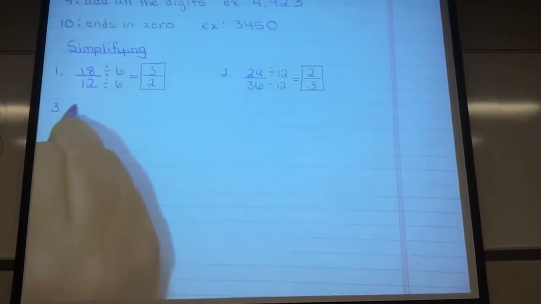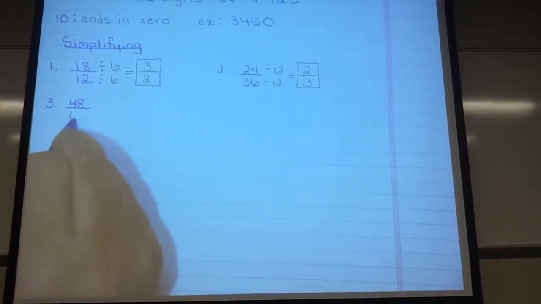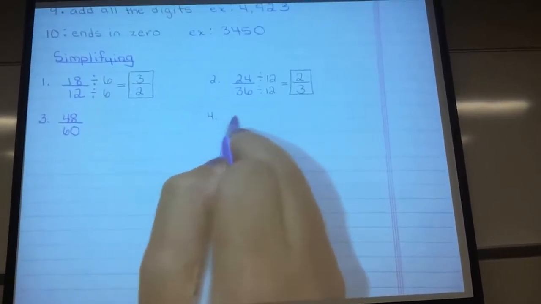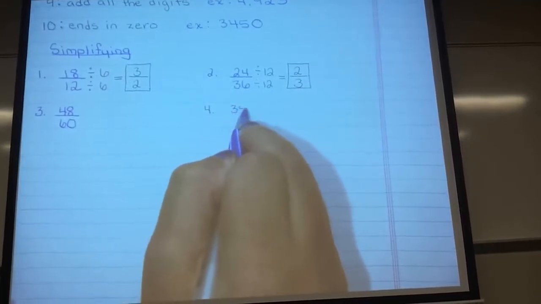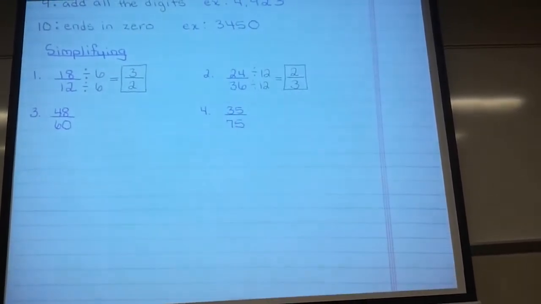Let me give you a couple of tries. 48 over 60. 35 over 70. Okay, try those two.